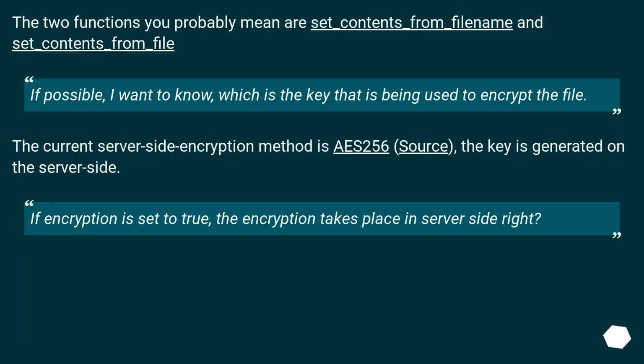The two functions you probably mean are set_contents_from_file name and set_contents_from_file. If possible, I want to know which is the key that is being used to encrypt the file. The current server-side encryption method is AES 256. Source: the key is generated on the server side. If encryption is set to true, the encryption takes place in server-side write.